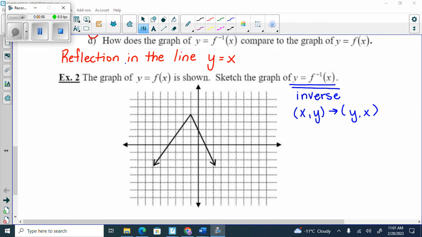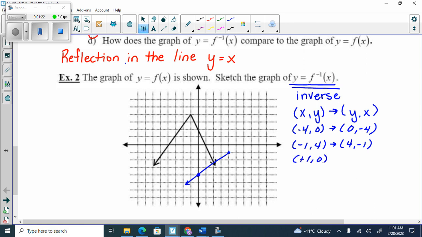So negative 4, 0 is going to become 0, negative 4. And then negative 1, 4 is going to become 4, negative 1. And then positive 1, 0 is going to become 0, 1.